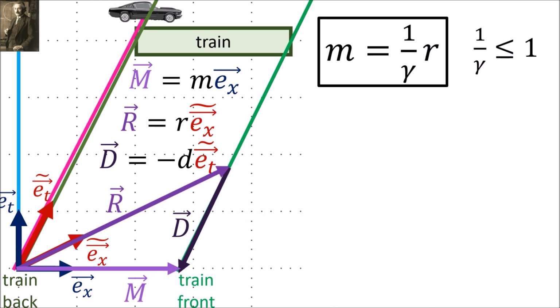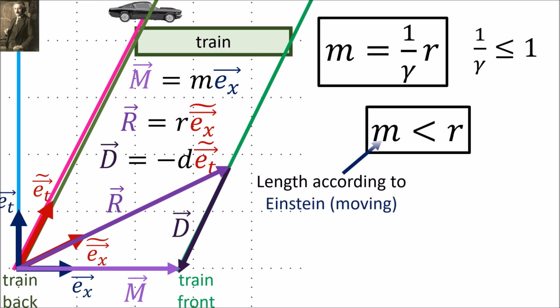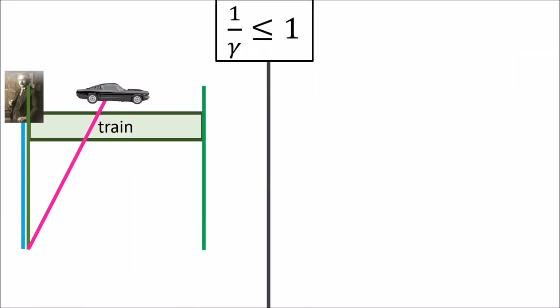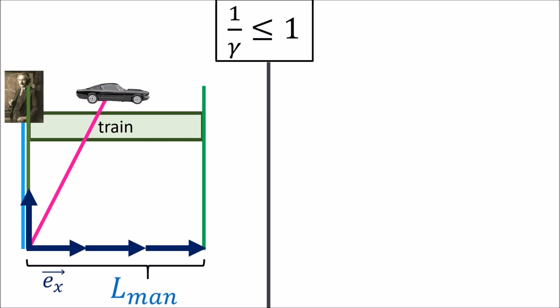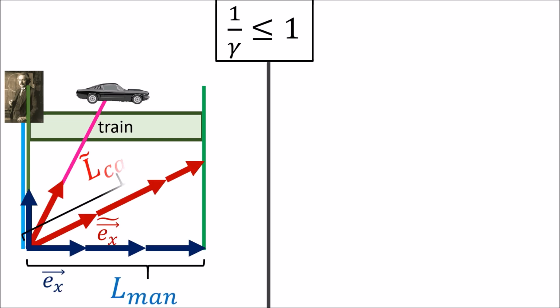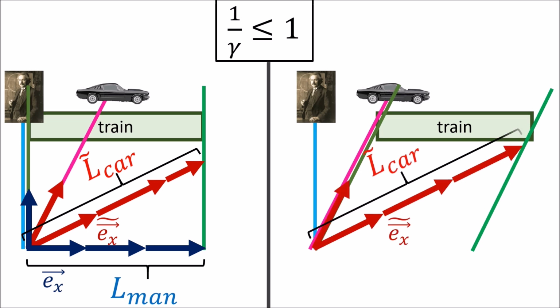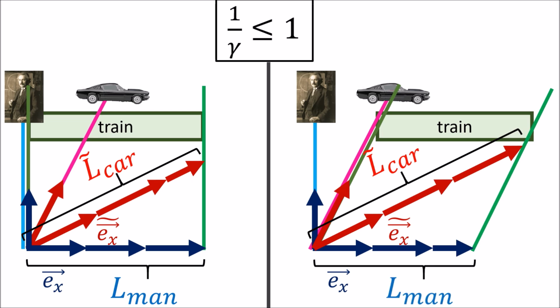Once again, we get the result that the length is shorter in the moving frame when compared to the rest frame of the train. For the train at rest with respect to Einstein, Einstein measures it to be 3 units long, but the moving car measures the train to be 2.6 units long. And for this other train at rest with respect to the car, the car measures it to be 3 units long, but Einstein measures it to be 2.6 units long.